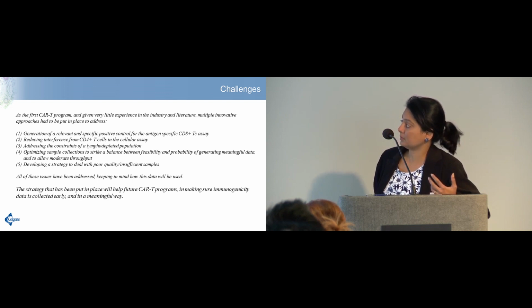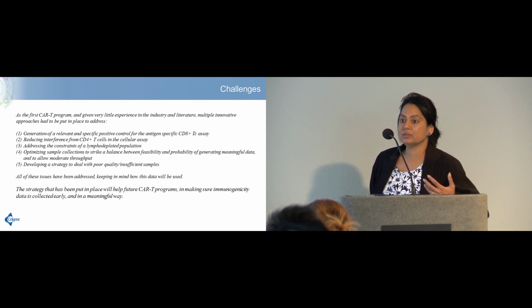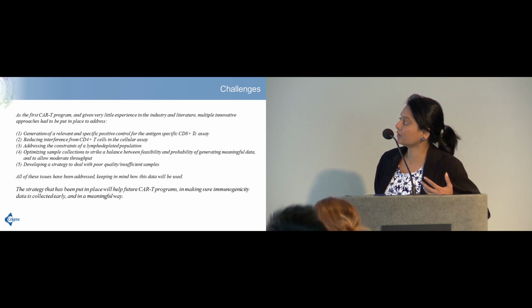So we wanted to be able to reduce interference, addressing the constraints of a lymphodepleted population. The way CAR T therapy works is we lymphodeplete the patients right before we infuse them with the CAR Ts. The PBMC yields are low. It takes time for the PBMCs to come back, and so we were not confident that we would get enough PBMCs to do everything that we wanted to do.